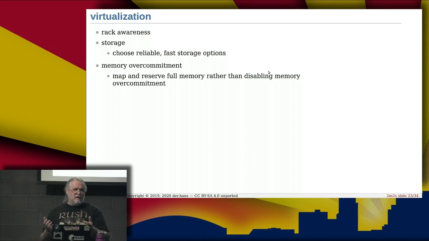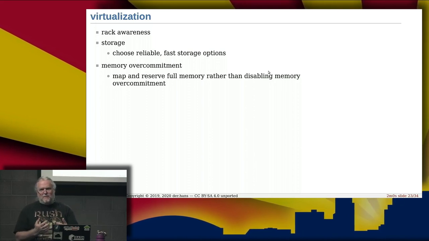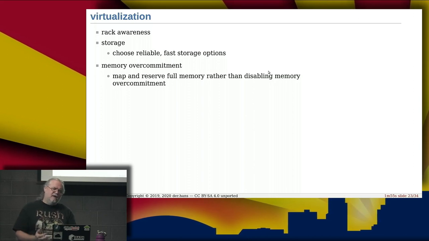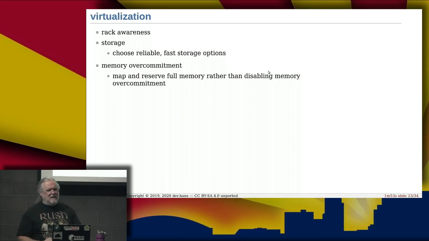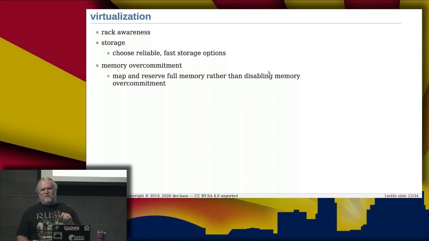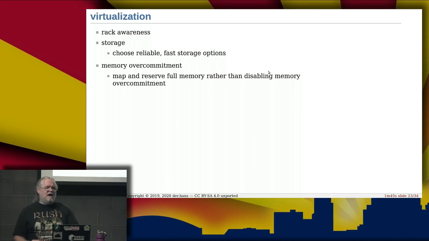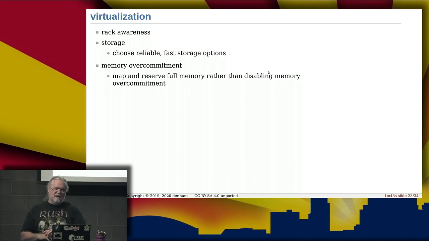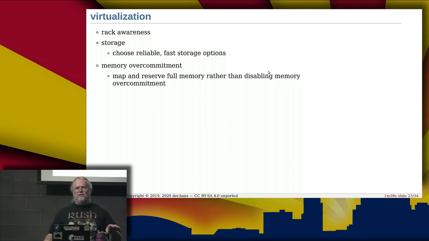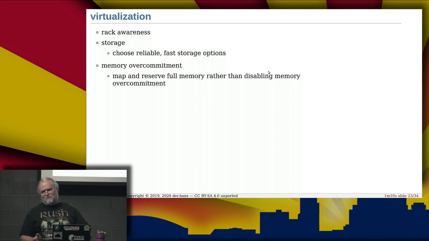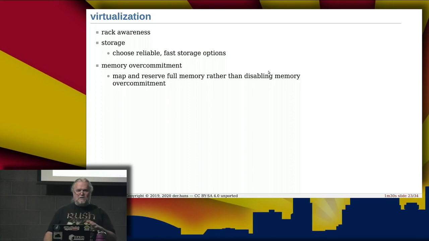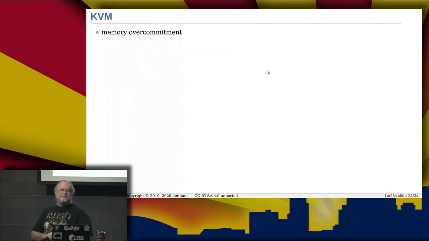So that's a really cool feature, but for databases, not so good, because databases are greedy. They want the memory. They're going to use the memory. Well, they want it even if they're not going to use it. So you want to make sure that you map out and reserve the full amount of memory for your database. There are some other side effects if you disable memory overcommitment for Linux. So rather than disabling it, just make sure that on your database systems, you've gone through and mapped out and reserved that memory for the database.